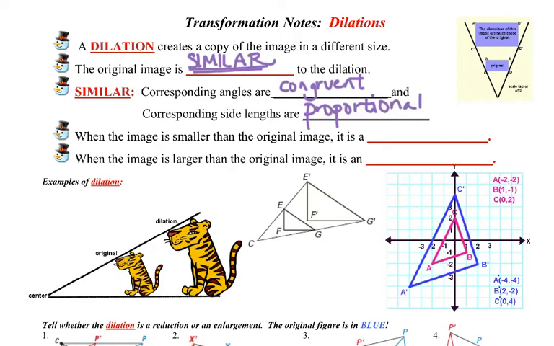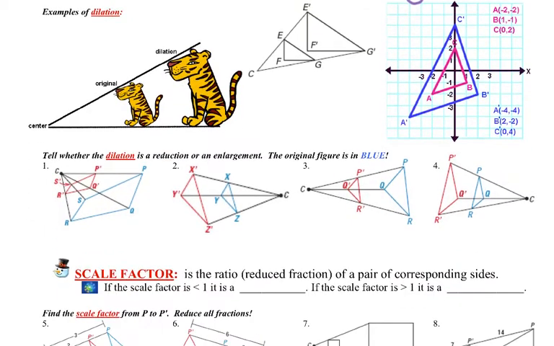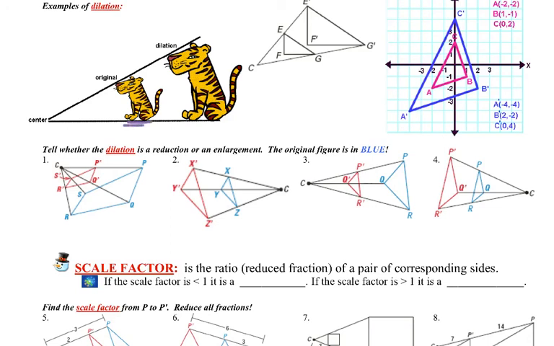When the image is smaller than the original, it's a reduction. When the image is bigger, it's an enlargement. So I think a lot about taking a picture and enlarging it, right? If you take a picture and you get it in a bigger size, it's still the same picture. All the proportions are the same. It's just a bigger version. Or similarly, if you get a wallet size of a picture, you just make that picture smaller. Or here we have these two tigers, right? The original tiger is here, and then the dilation is an enlargement, in this case, of a bigger tiger.